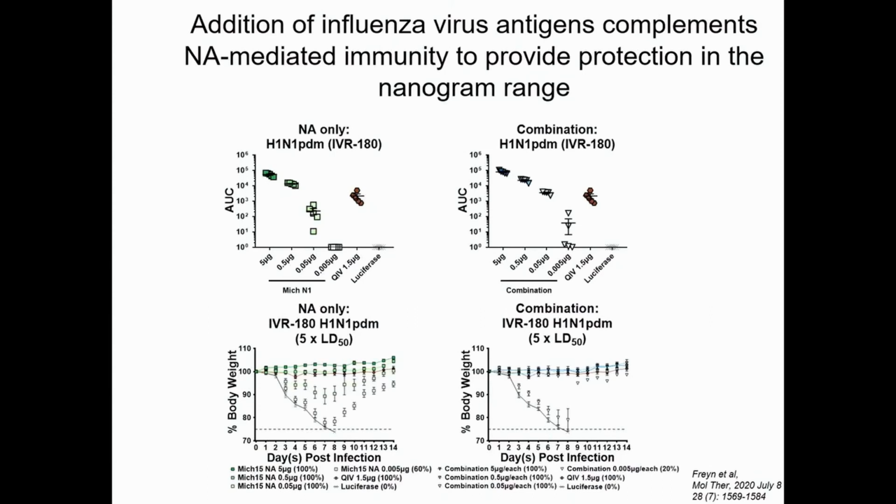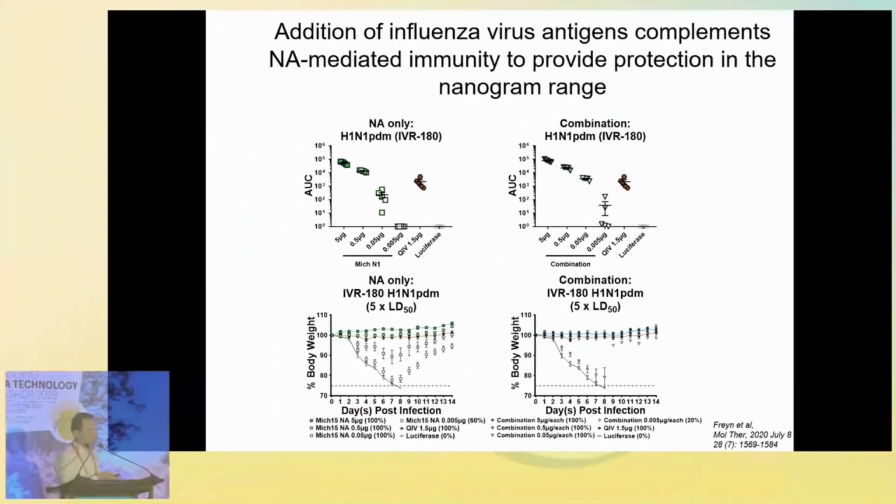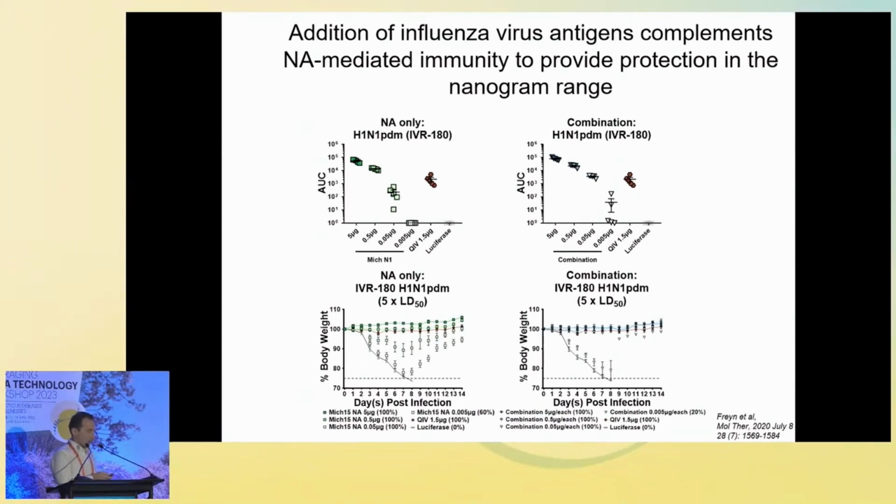Next, we did a dose de-escalation study, and we determined the lowest protective dose induced by the NA and combination vaccine, and we were actually pretty surprised to see that a single immunization with only 50 nanograms of NA or combination vaccine induced protection from IVR180, so basically a heterologous virus challenge in these mice.